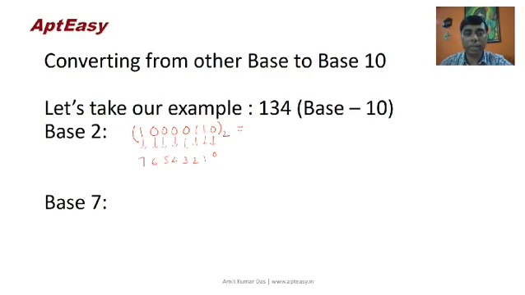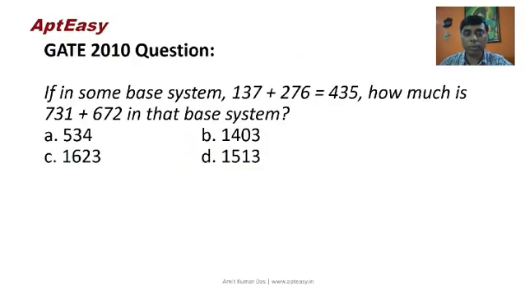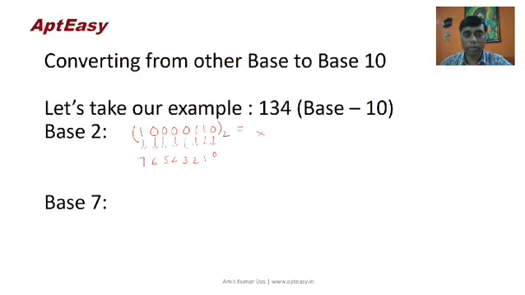So basically I can write it as 1 into 2 to the power 7 plus, I ignored the 0 ones, so I just jump to here, then it becomes 1 into 2 to the power 2 plus 1 into 2 to the power 1. That's it, because this is also 0. So 2 to the power 7 is how much? It is 128. 2 to the power 2 is 4, and this is 2. So 128 plus 4 is 132 plus 2 is 134.